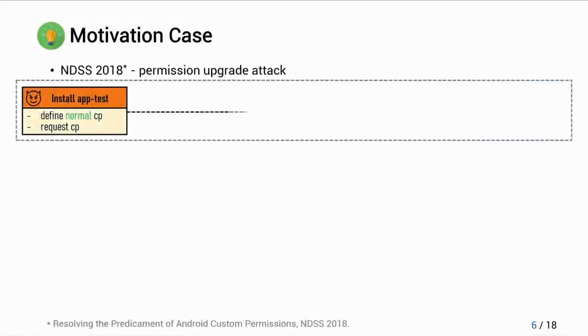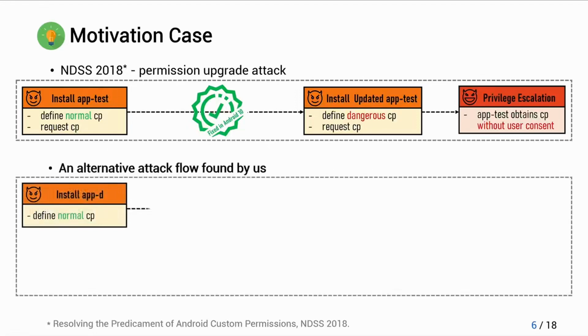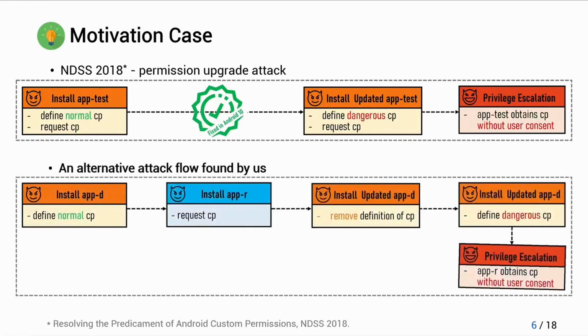Previous work discovered a custom permission-based privilege upgrade attack. In this permission upgrade attack, the adversary can get the dangerous permission without user consent. In Android 10, this issue has been fixed. However, by adding extra app installation operations, we can still achieve the same privilege escalation.